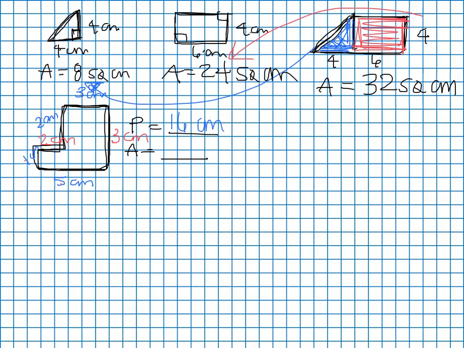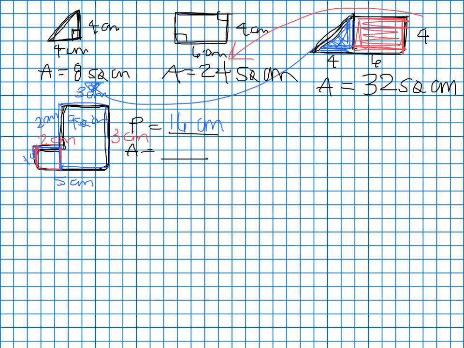Now, to figure out the area, we're going to break it into 2 separate figures. We have one figure right here, and then we have our second figure right here. Now, this figure here is basically a square, 3 by 3, so we can figure out our area. Our area of this one is going to be 9 square centimeters. This one is a 2 by 1 rectangle.